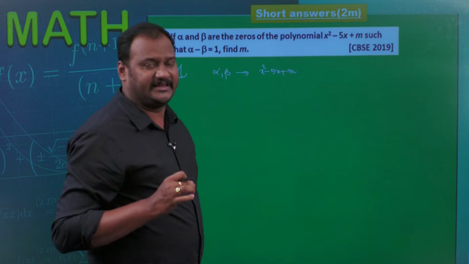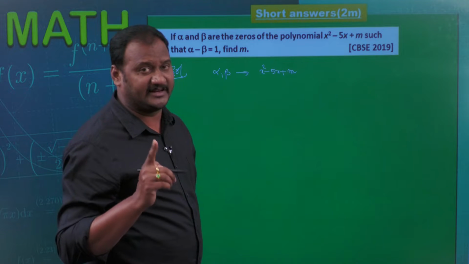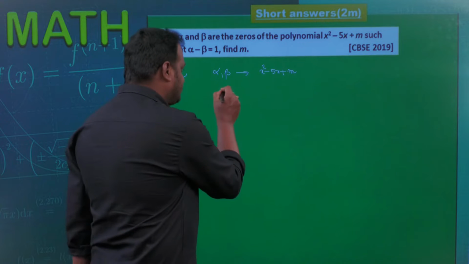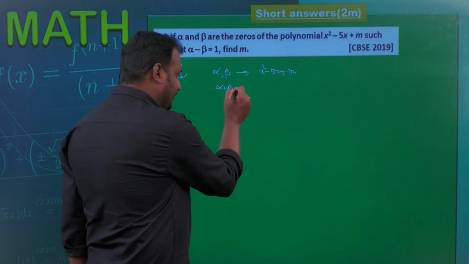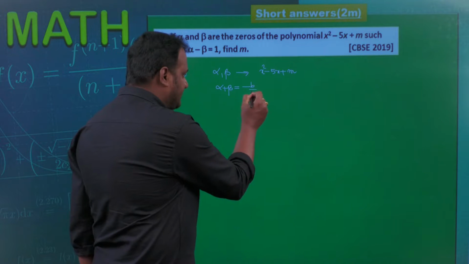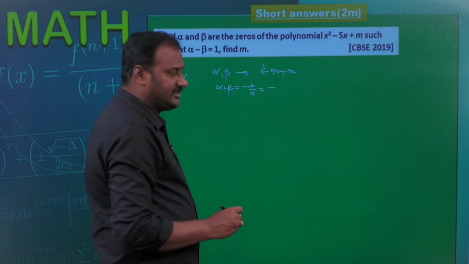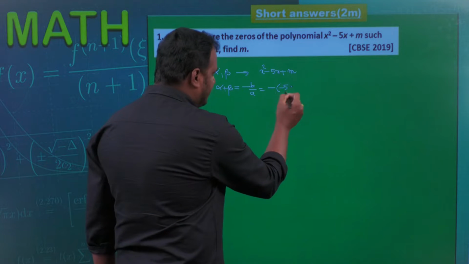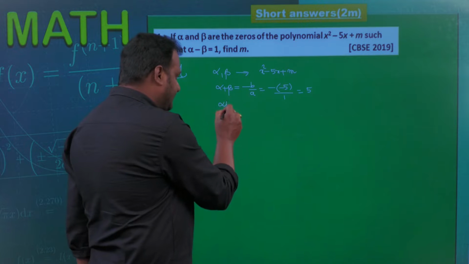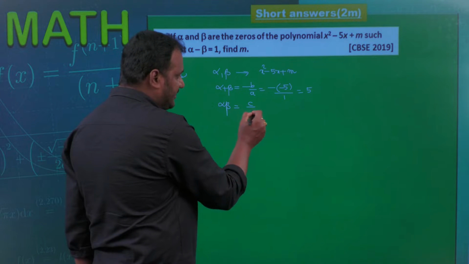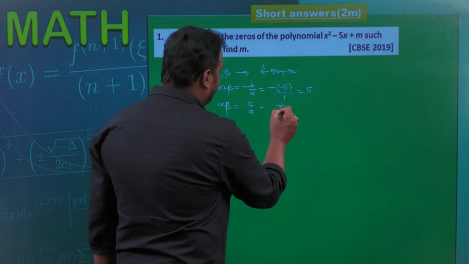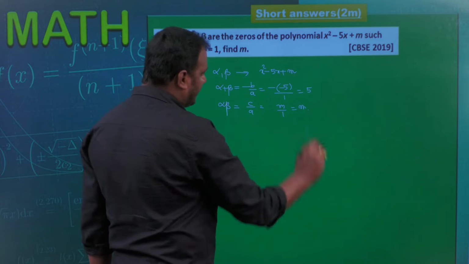Then immediately you will have to find out the value of alpha plus beta and alpha beta without any second thought. Okay? The value of alpha plus beta, what is the formula for sum of zeros? That is minus b by a. So minus b by a is equal to minus the value of b, minus 5, divided by a, which is 1, so it is 5. And alpha into beta, that is the product of zeros, is equal to c by a, that is c is m divided by 1, which is equal to m, right?